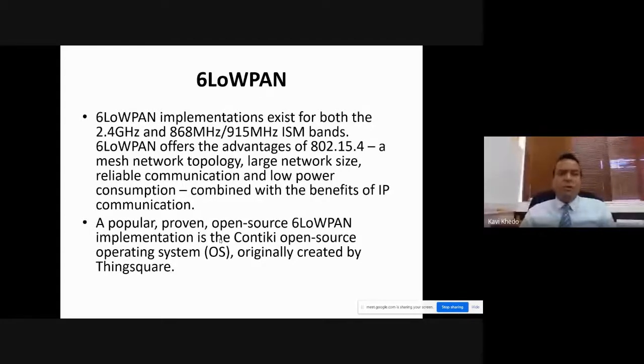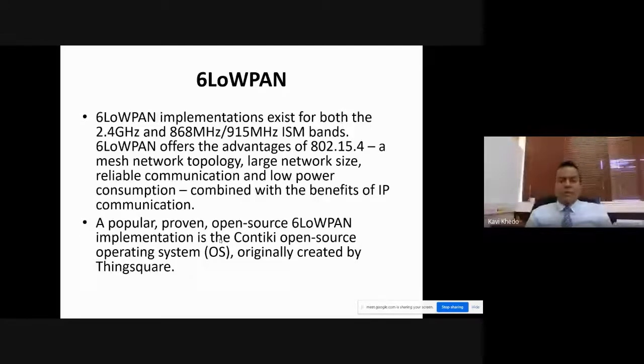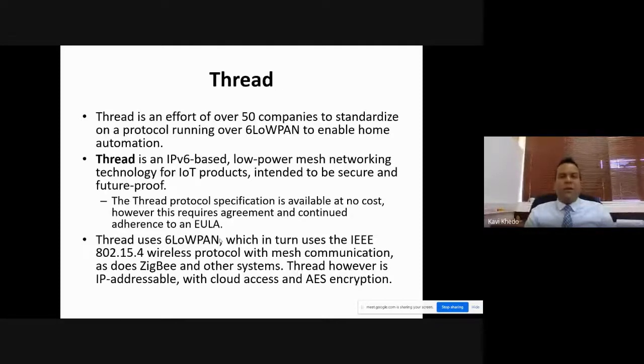The 6LoWPAN allows us this conversion from IEEE 802.15.4 to TCP/IP based for our data to be able to go to the cloud. Okay, now let's move on to this, which is actually Thread. Thread is a communication technology based on 6LoWPAN, the technique we use. A specific technology that has implemented 6LoWPAN is Thread.